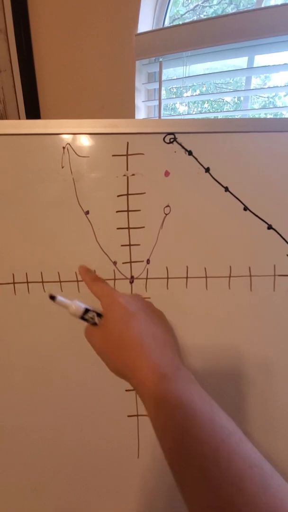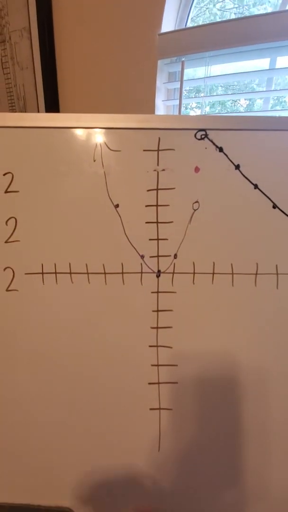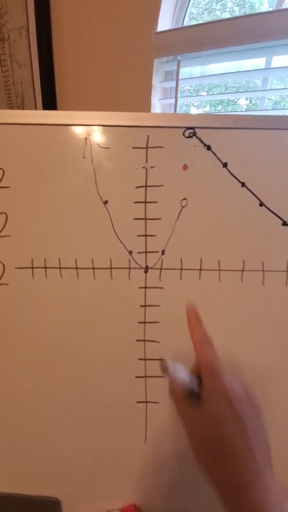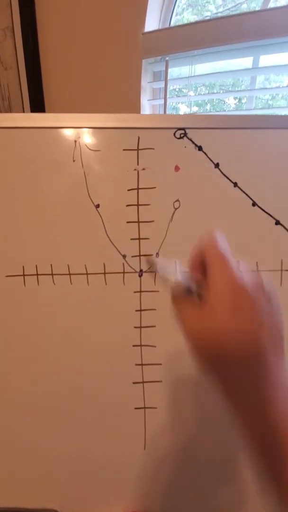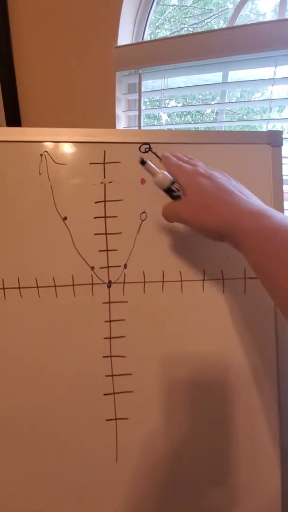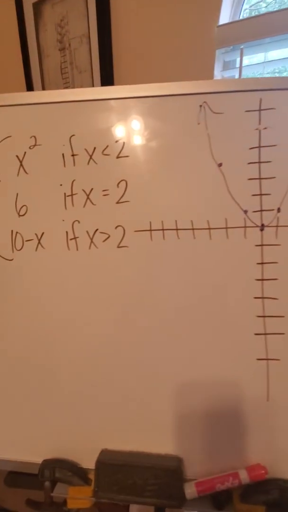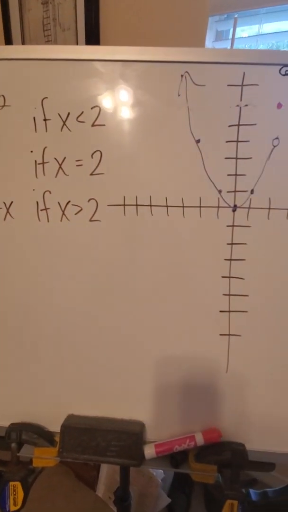I have the x squared when the x values are less than 2. I have y equals 6 only when x is 2, which is at one dot. And I have 10 minus x when it's greater than 2. I hope that helps you understand how you graph piecewise functions.